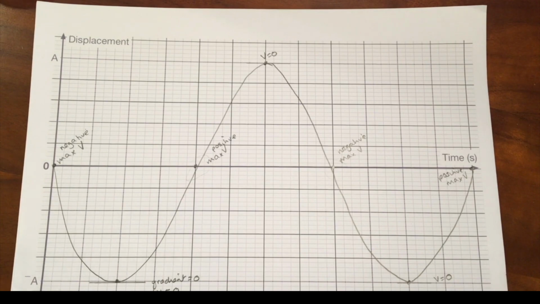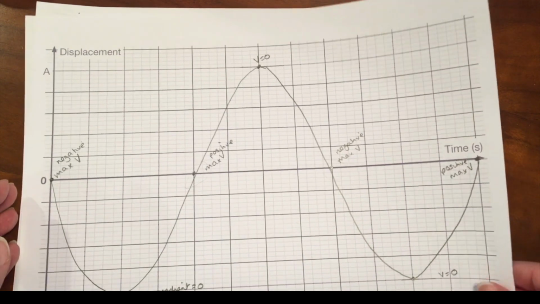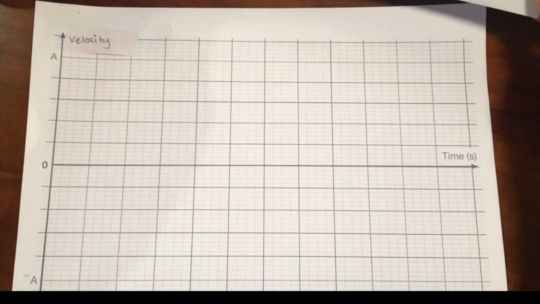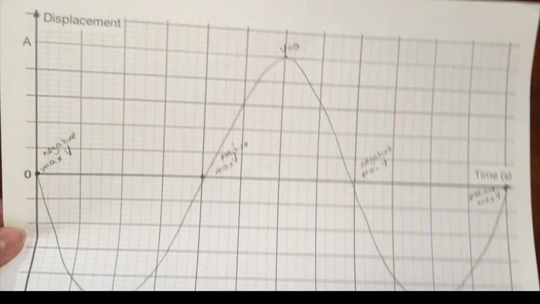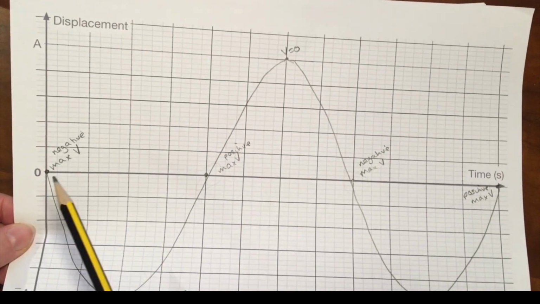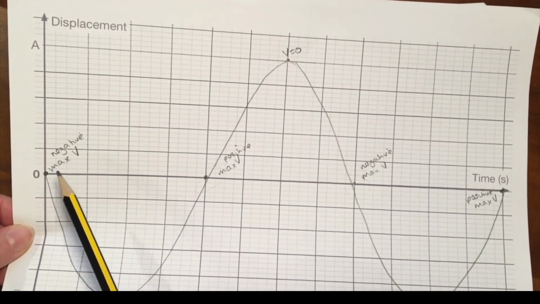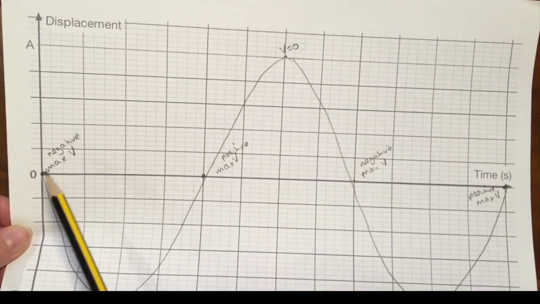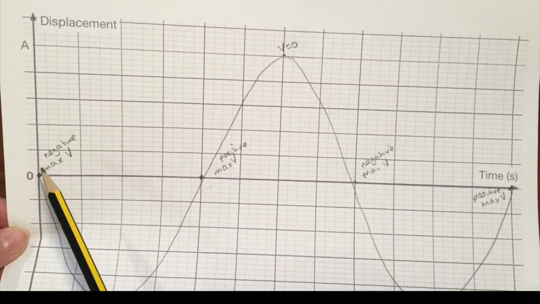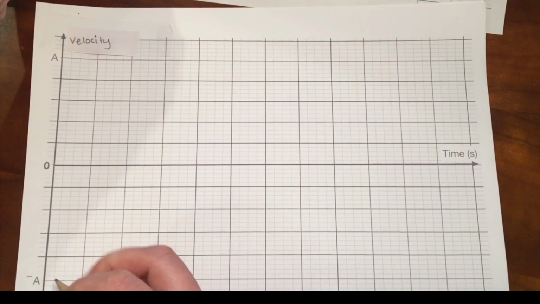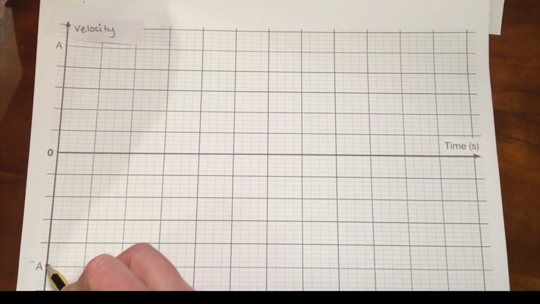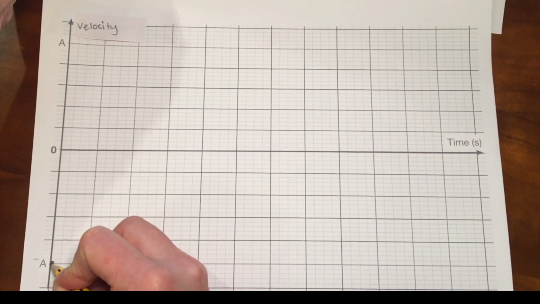So let's memorize this graph or put it to one side for a moment. Let's go to a velocity time graph. I'll go back to our displacement time graph. We started off at time equals 0, we had a negative maximum velocity. So we go to our velocity time graph and we put a point here at 0, negative maximum velocity.